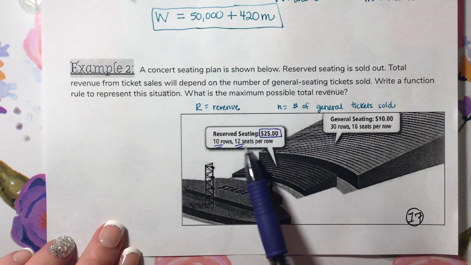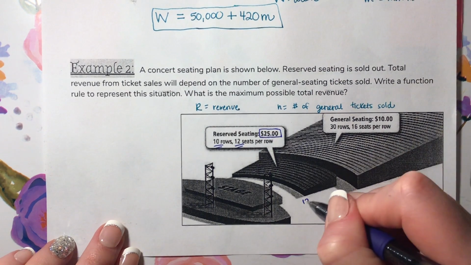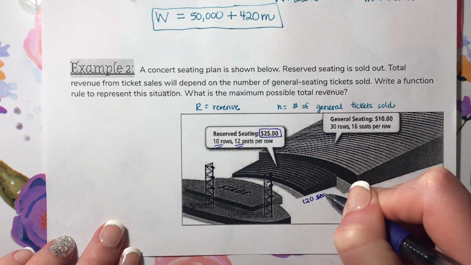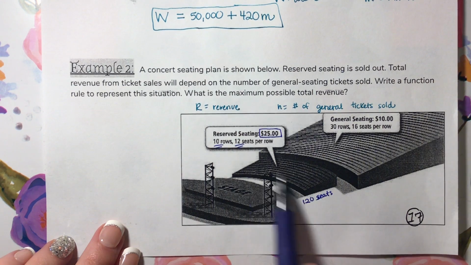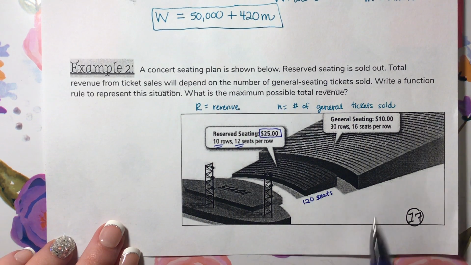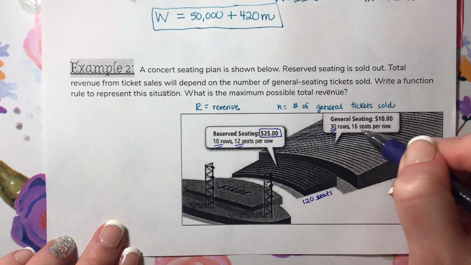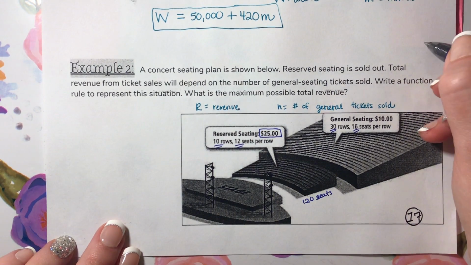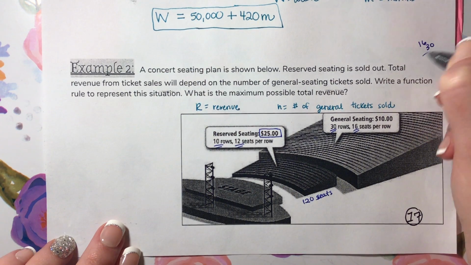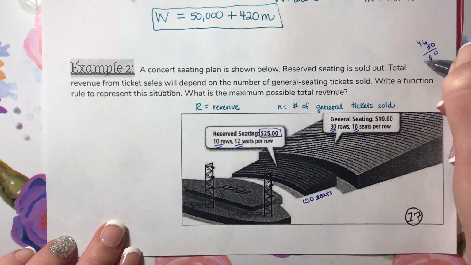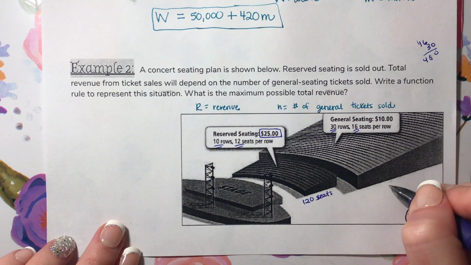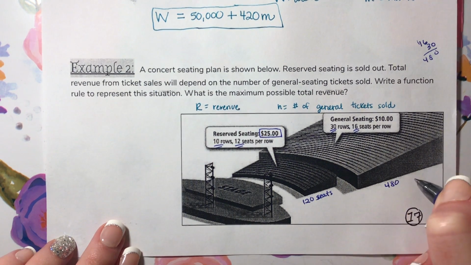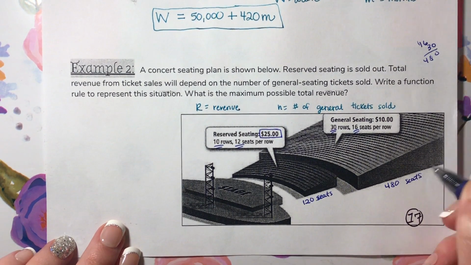This is 10 rows of 12 seats. So that means that there are going to be 120 seats in this front reserved seating area. Over here it says there are 30 rows of 16 seats, so that is going to be, let's see here, 480. So here we have 480 seats.